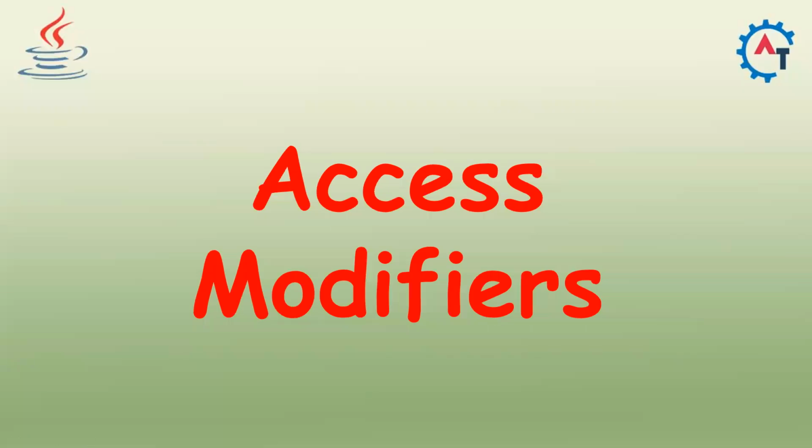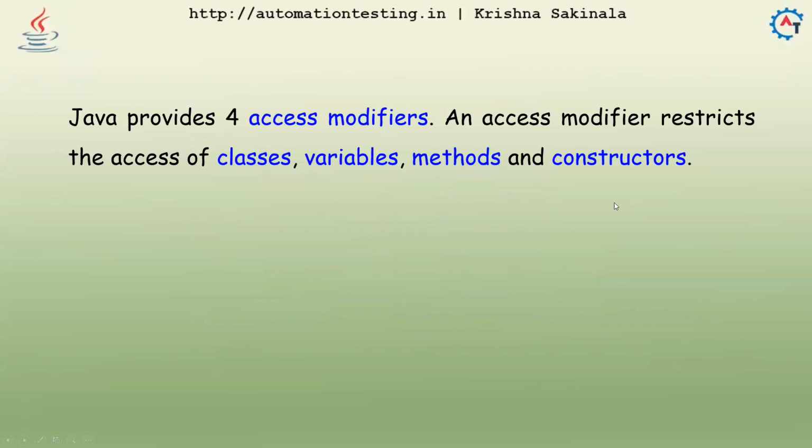Hi, in this video, we will see access modifiers in Java. Java provides 4 access modifiers. An access modifier restricts the access of classes, variables, methods, and constructors. There are 4 types of access modifiers in Java, used to restrict the access of classes, variables, methods, and constructors. Access means visibility. You can say the scope of that particular variable or class or method or constructor, whatever it is.